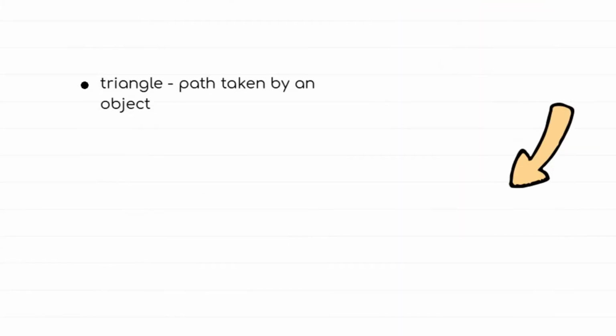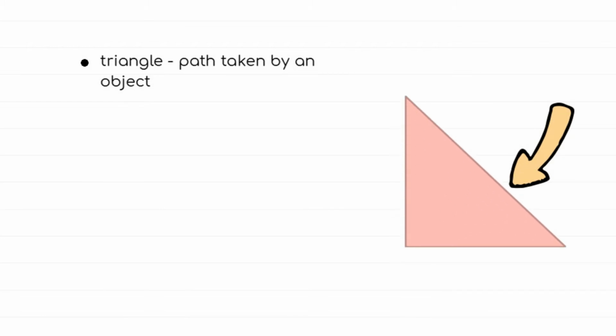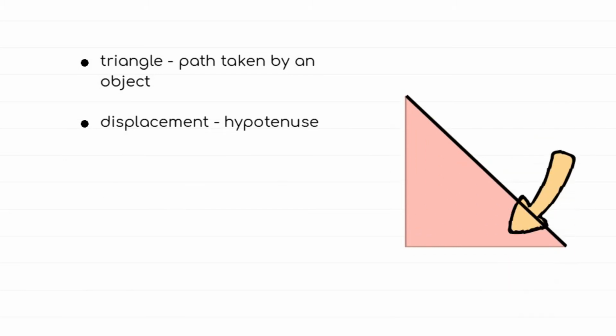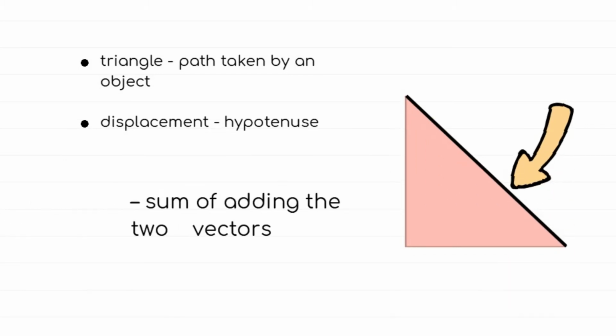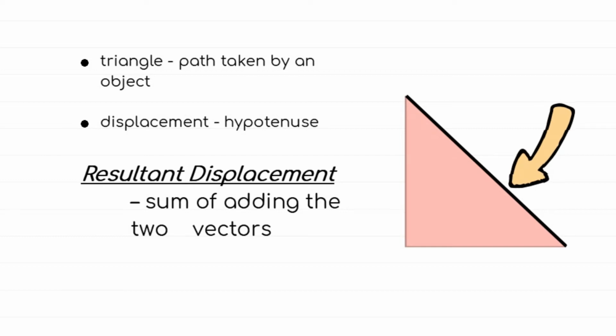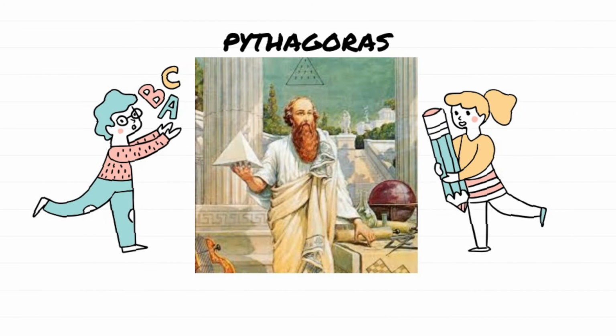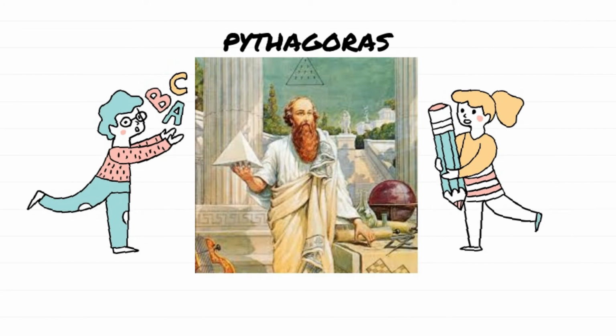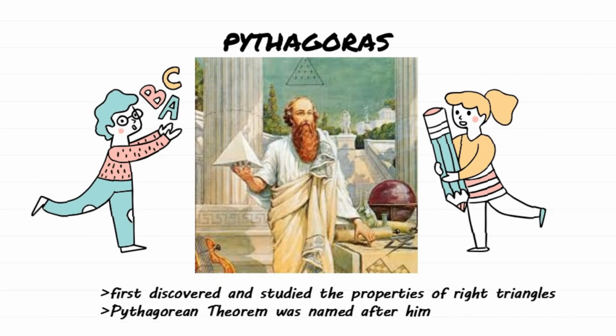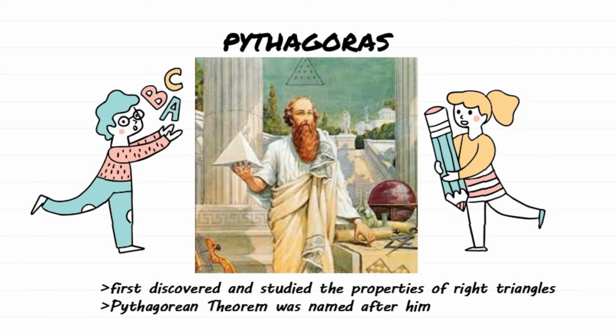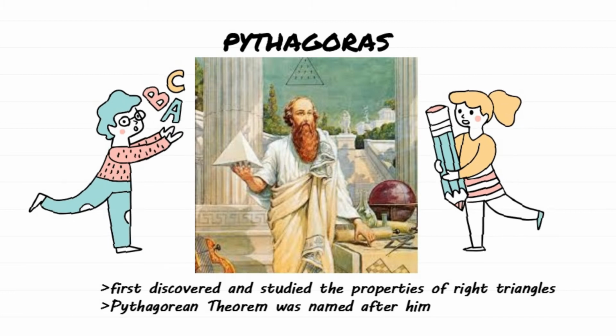In physics, the triangle can represent the path taken by an object, and the displacement can be represented by its hypotenuse. The equation is used to determine the displacement by adding the two vectors, and the sum of these vectors is called a resultant displacement. Just a little trivia. It was Pythagoras, a Greek mathematician, who first discovered and studied the properties of right triangles. The theorem, therefore, was named after him.